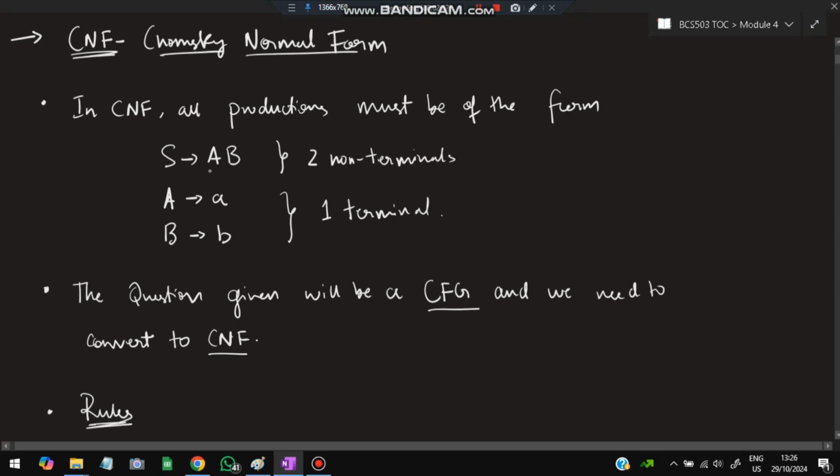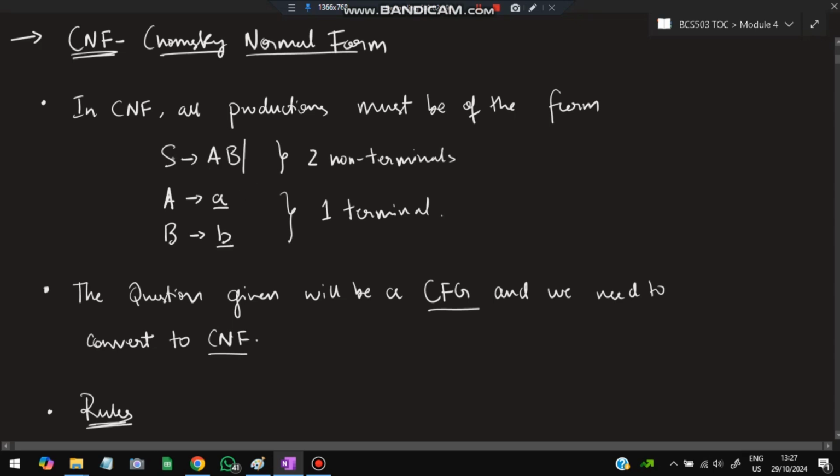First is that in S goes to AB, A and B are non-terminals. The capital letters are non-terminals, meaning they have further derivations, and the small letters are called terminals, and they are ending, meaning they don't have further productions. That's the difference between non-terminal and terminal. So whenever we convert a CFG into a CNF, we have to ensure that the production is of the form either two non-terminals or a single terminal. These are the only two ways.